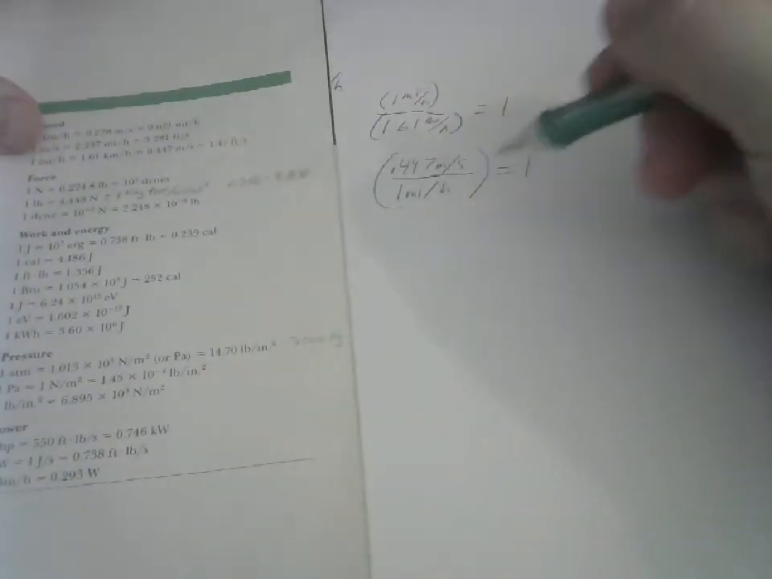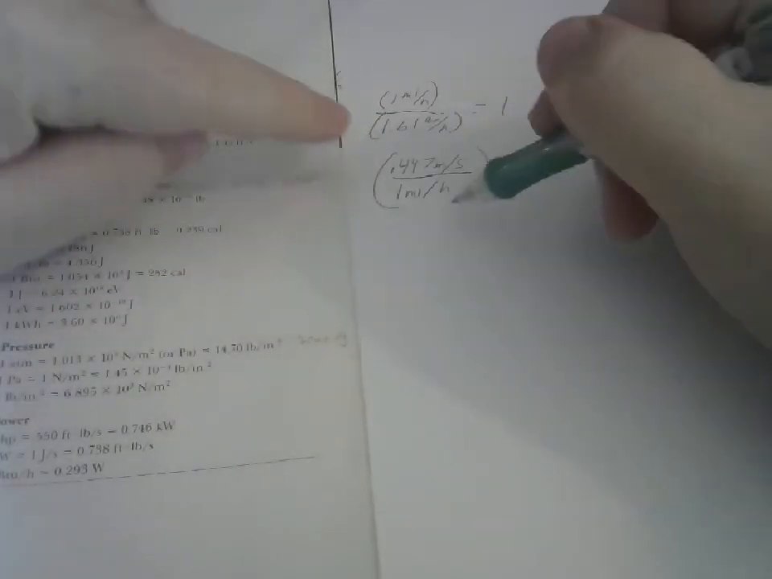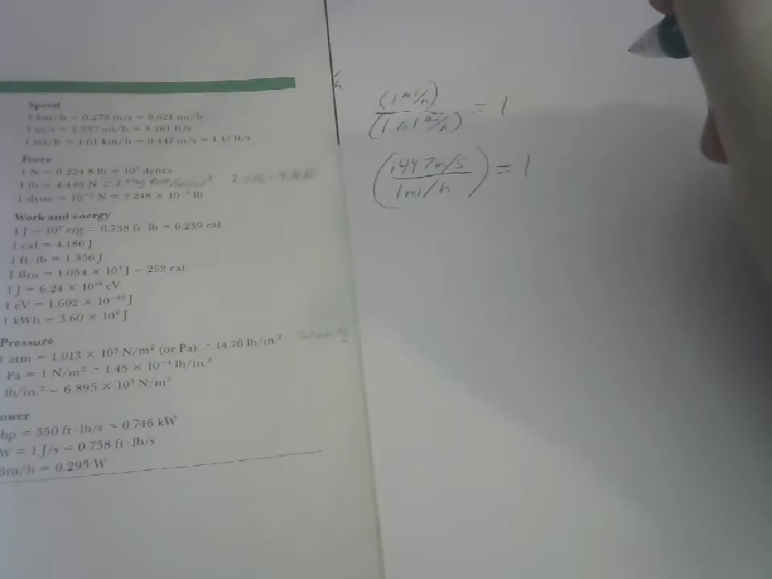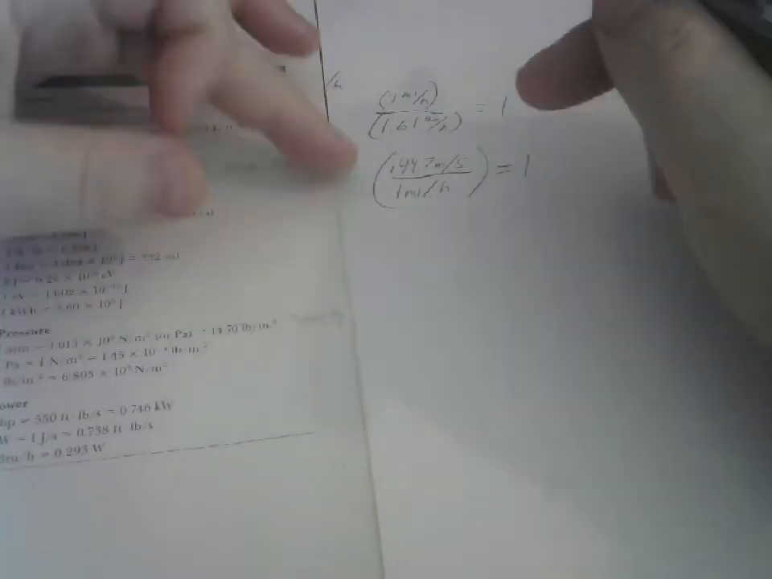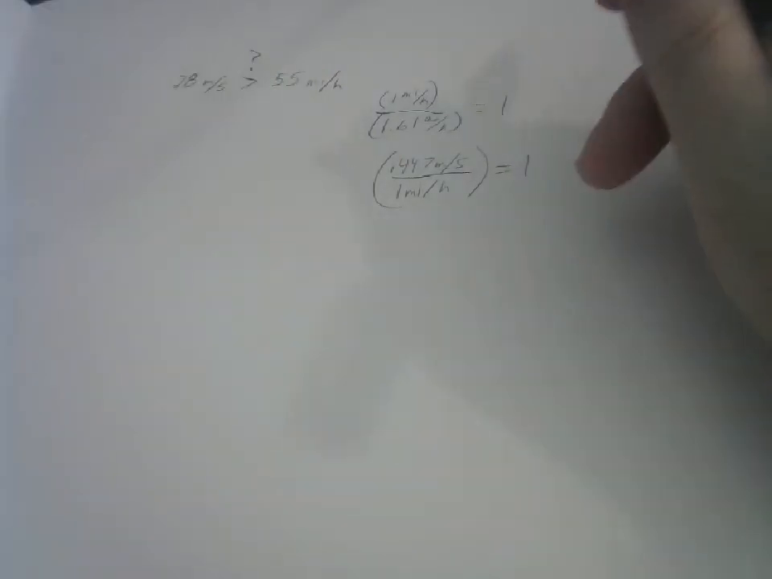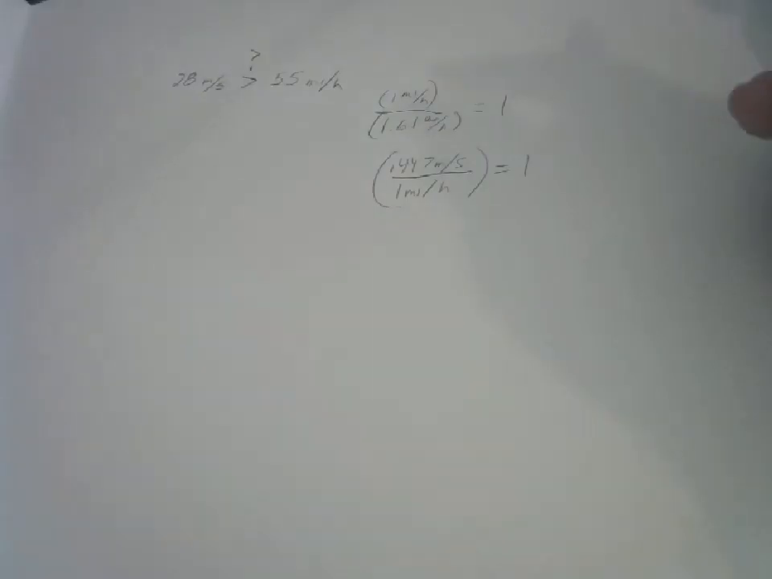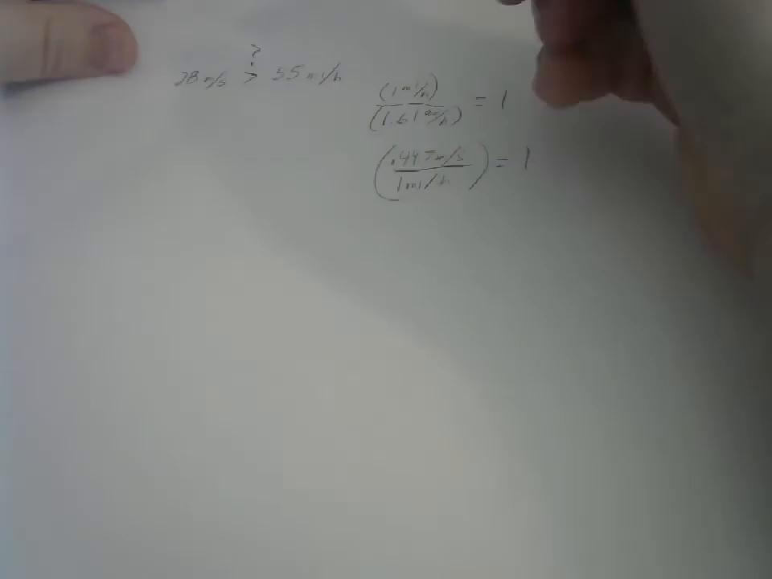This is called a conversion factor. You can do it this way, or you can flip it and do 1 mile per hour divided by 0.447 meters per second. Either one of those is going to be 1. And the reason it's 1, it's a ratio. These 2 things are the same thing, even though they look different numerically and the units look different, but they're actually the same thing. They measure the same quantity of length.